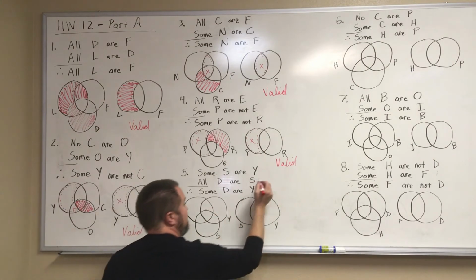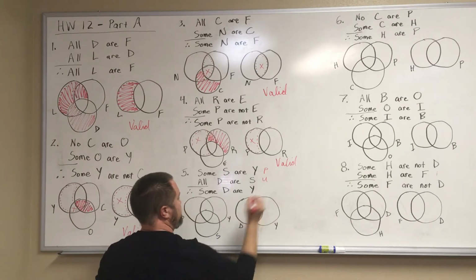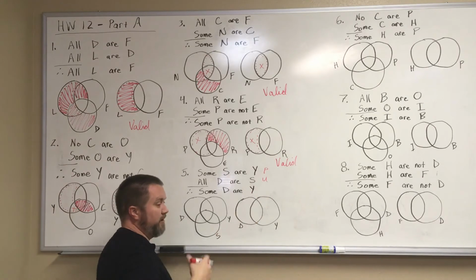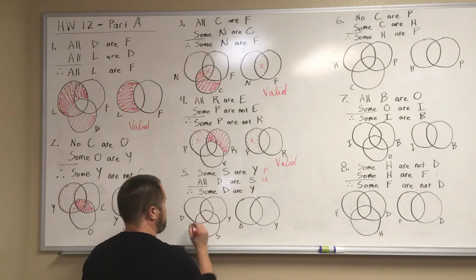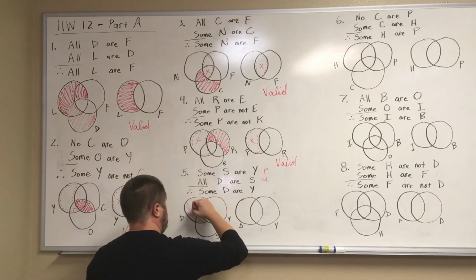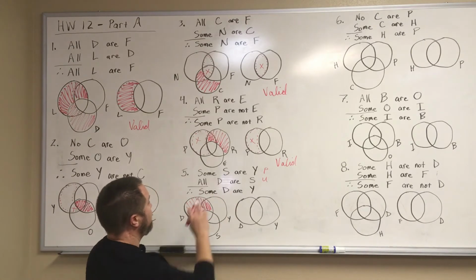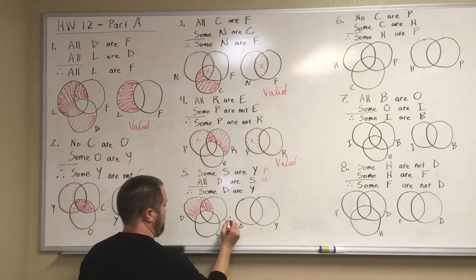Next one, some S are Y. Actually, this is a good one. So we have a particular on top, we have a universal on the bottom. Let's go ahead and do the universal first, because it'll eliminate, we won't have to do a fence straddling X, hopefully. So all D are S, eliminate this area here. And then some S are Y, so there's some overlap between S and Y.